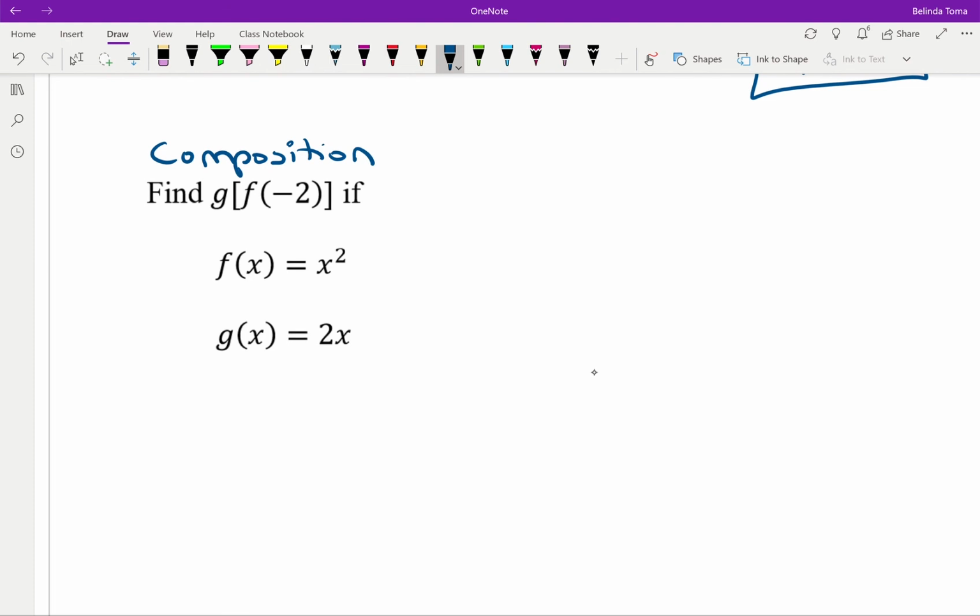But what we've got is two different functions with two different function rules. And we're going to put a value into one function and then put it into another. What you want to know is that we always work from the inside out. So we first will evaluate f of -2. We're going to get that output, and then we're going to put it into the next function rule.